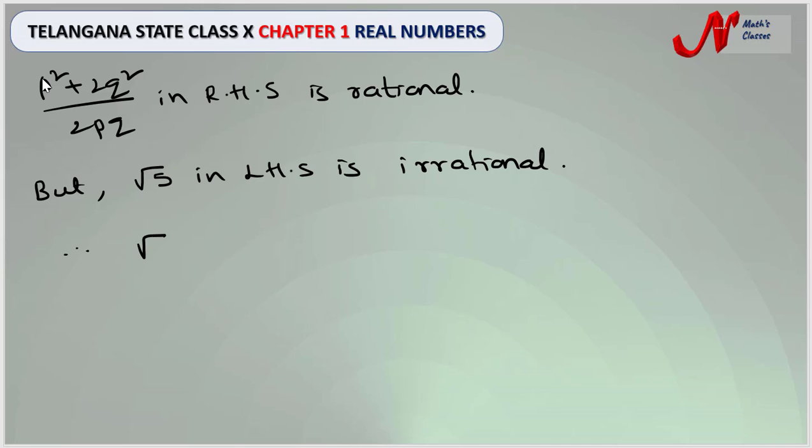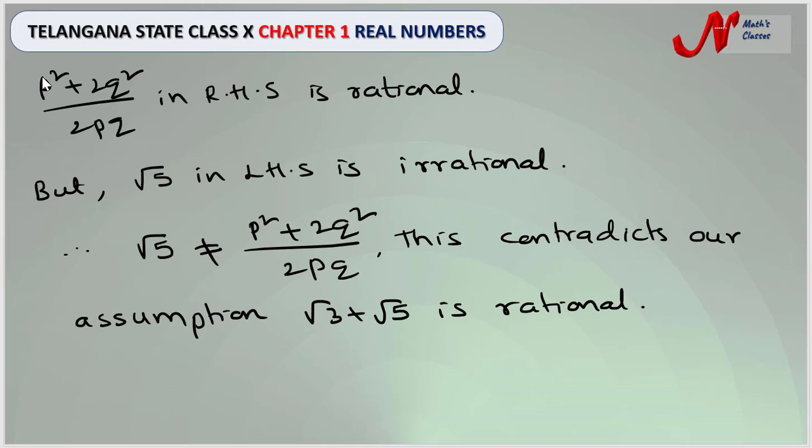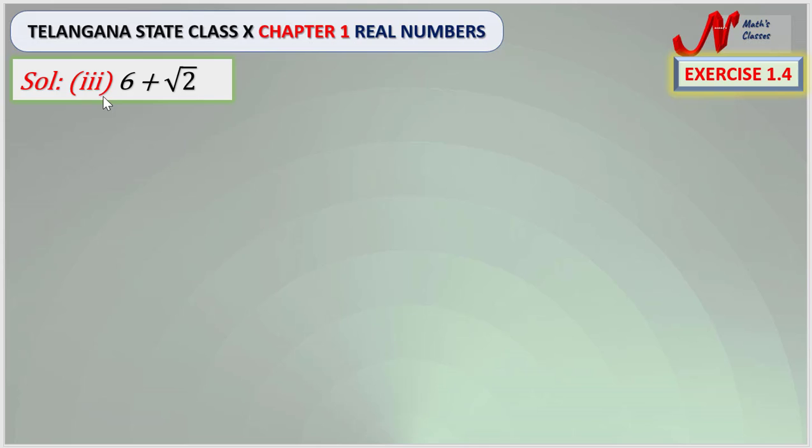Therefore, we can write root 5 is not equal to (p square plus 2q square) by 2pq. This contradicts our assumption. Therefore, we can say root 3 plus root 5 is irrational. Now we prove that 6 plus root 2 is irrational.